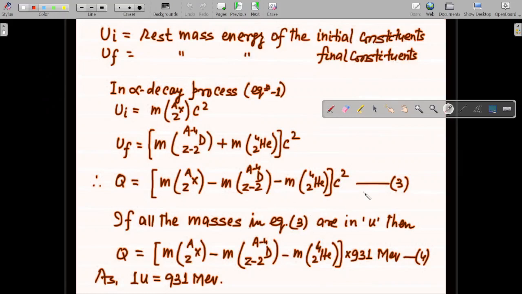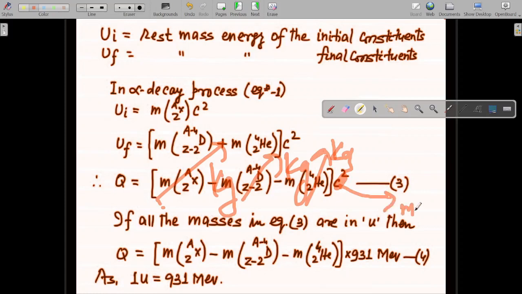So all the masses in equation 3 are in unified mass U. Over here, if this is in kg, this is in kg, and this is in kg, and c square is in meter per second, then in turn this will yield you the unit of joule.